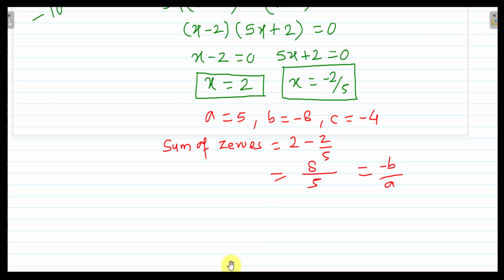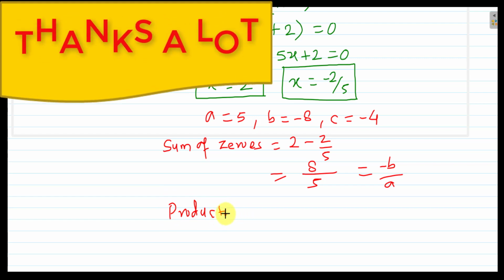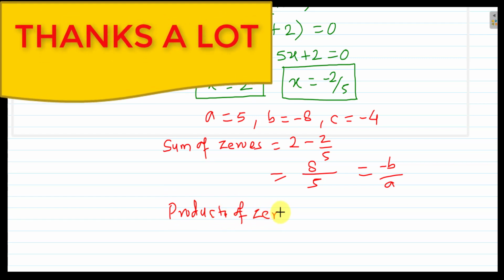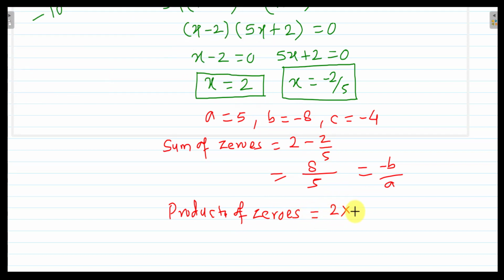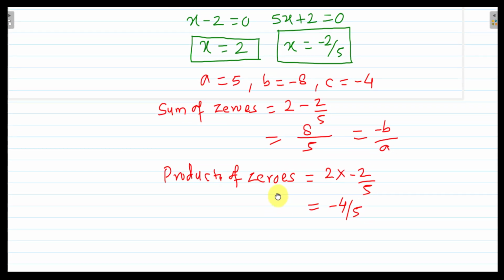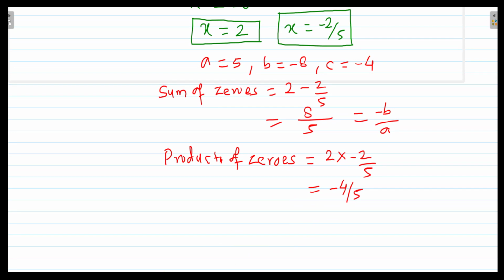Now see the product of the zeros. Product of zeros is equal to 2 multiplied by minus 2 upon 5. So 2 2s are 4, it is minus 4 upon 5. Minus 4 is c and 5 is a. So it is c upon a, and therefore the product of the zeros is c upon a.